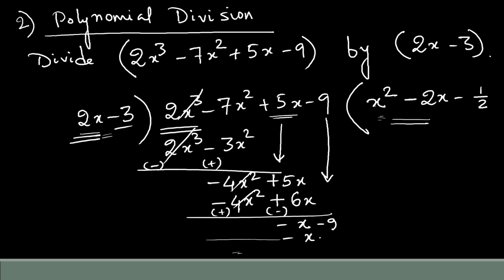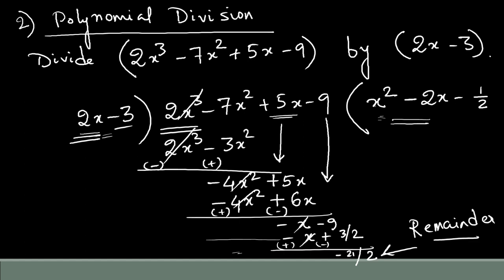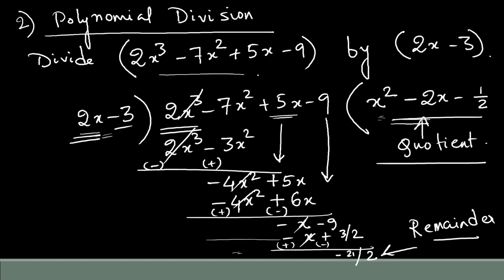So here we will get minus x, and then minus 3 times minus half will give us plus 3 by 2. So similar thing, this will be plus, this will be minus. These both will get cancelled, and here minus 9 minus 3 by 2, that is minus 21 by 2. So this is the remainder, and this is the quotient. So this is how we divide an expression by another expression, right? This is how we perform polynomial division.